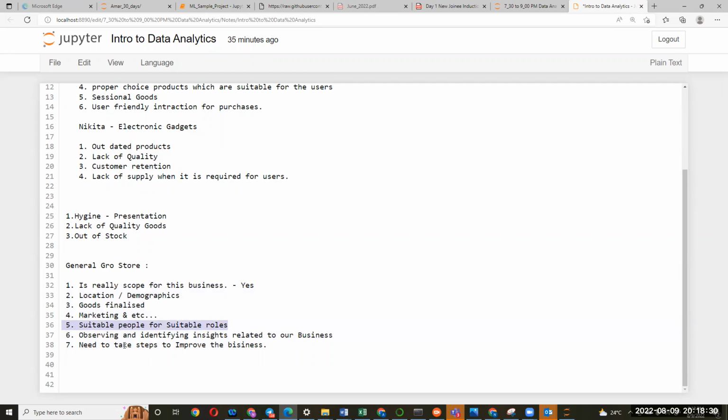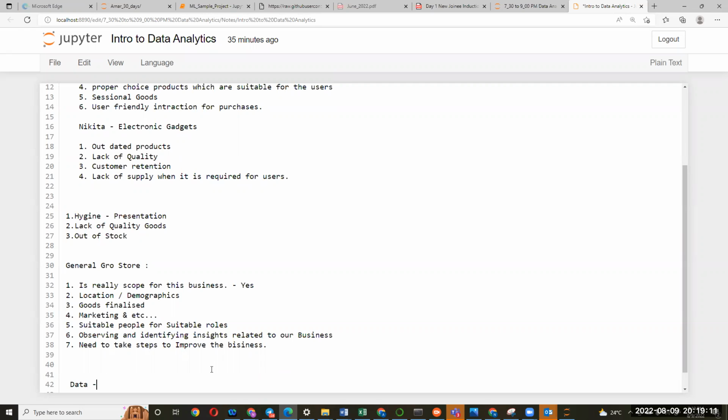Observing and identifying insights, our role is very crucial. Need to take steps to improve the business. To take any steps to improve the business, we need to understand where this particular lack is, where these particular gaps are. You need to understand those things. Is it clear for each and everyone? Yes, yes. Okay, to do this, data is the fuel for each and everything.